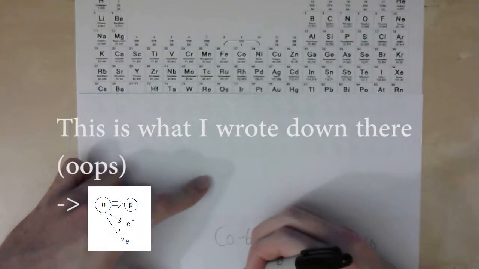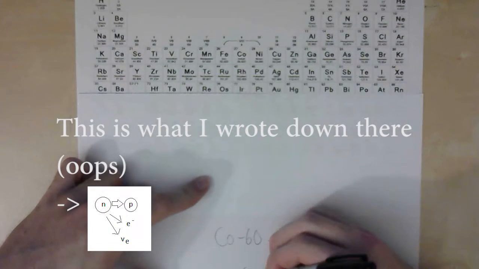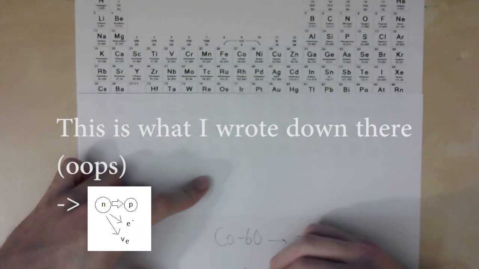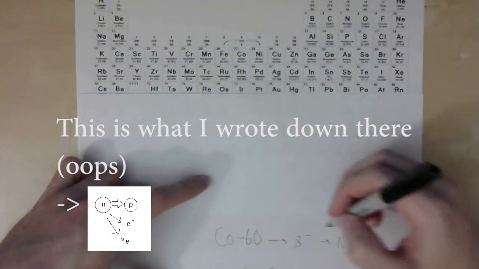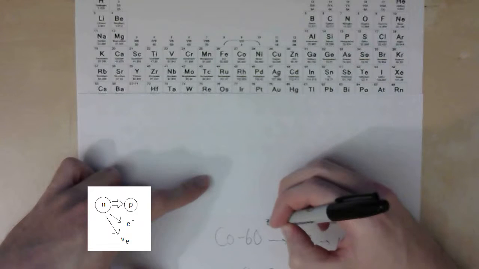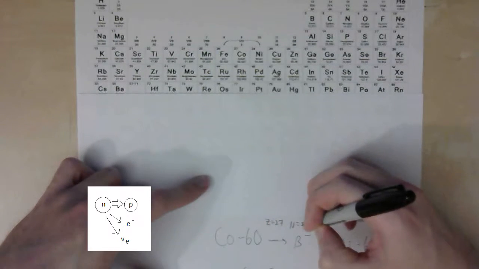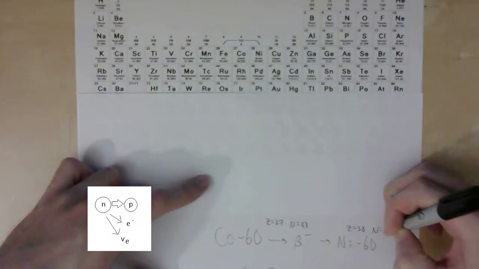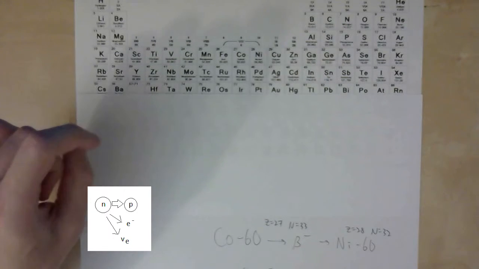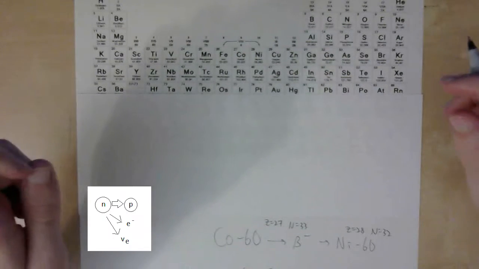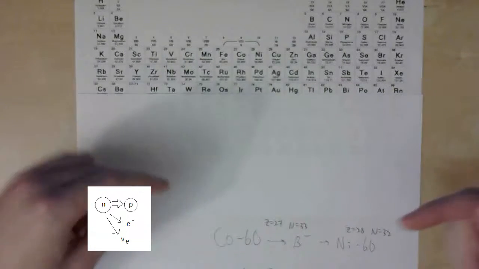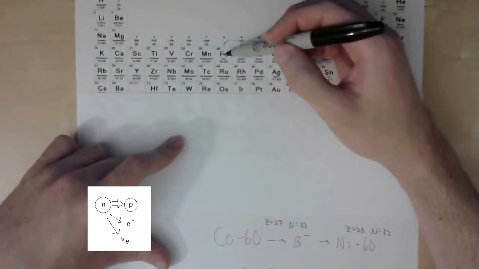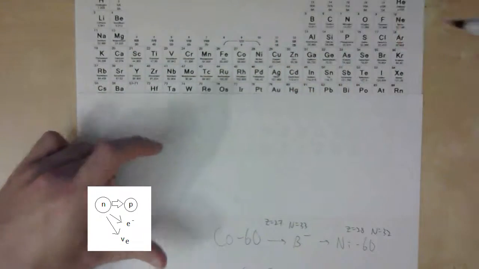Remember, we take a neutron in the nucleus, it goes to a proton, and we gain an electron that gets spit out, and an electron neutrino. So cobalt 60: Z equals 27, N equals 33. We get kicked up to nickel 60: Z equals 28, N equals 32. Yes, that math works out. The same happens for beta plus, but in the other direction. If cobalt 60 were to beta plus, we would get iron 60, which would have a Z of 26 and an N of 34.